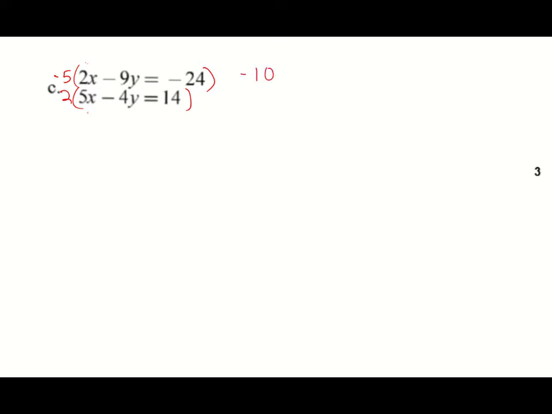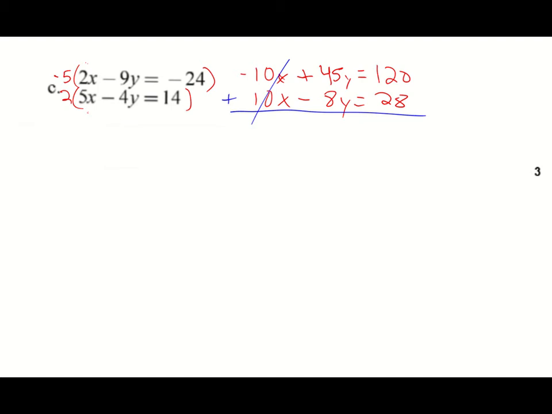So -10x plus 45y equals positive 120. The bottom equation is 10x minus 8y equals 28. And everything's still good. We get to add down because our x's are already lined up and they're already the opposite sign, so that's good. So when we add down, those are gone. That's kind of the whole point.